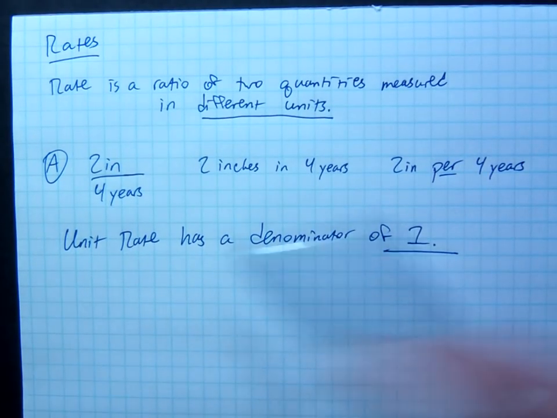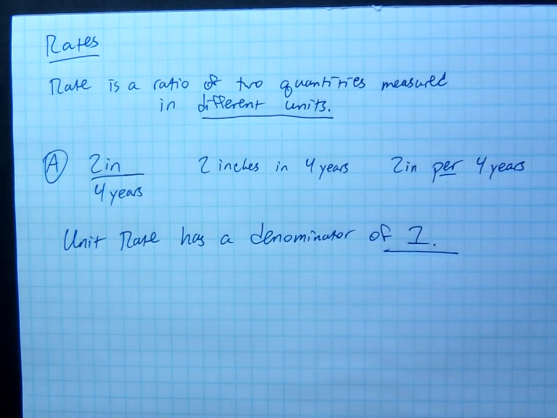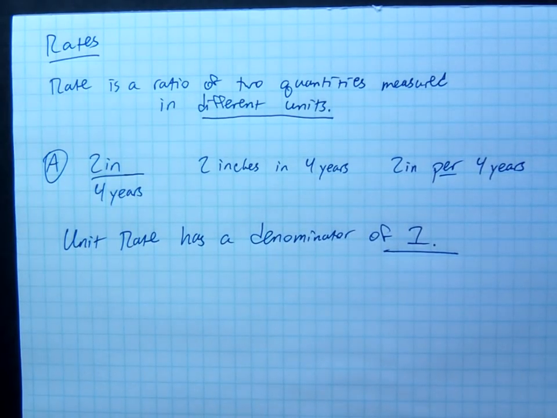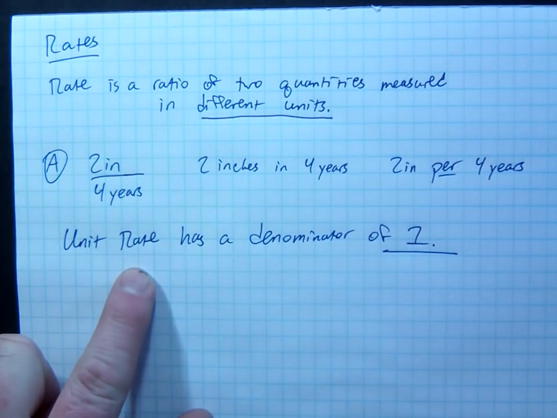Now when you're comparing rates, it's much more simple to compare rates that have a common denominator, just like when we were comparing fractions in a previous unit. When you compare fractions, you find a least common denominator, set them equal to each other, then you can just compare the numerators. It's the same exact idea when we're using unit rates.